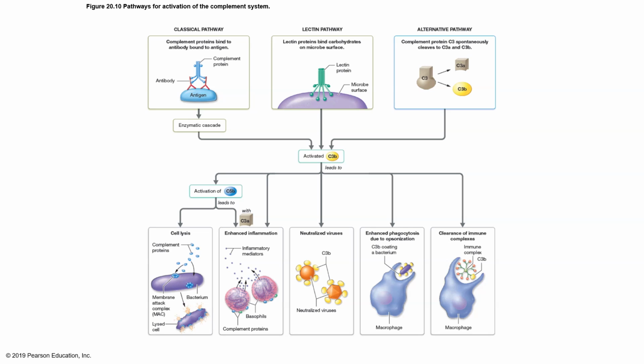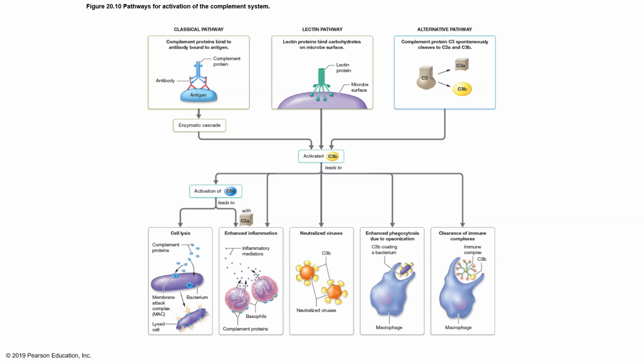Once C5b is activated by C3b, that leads to cell lysis of the microbe. This is a bacterium. The complement proteins are going to assemble and become a membrane attack complex. It looks like that little wagon wheel structure. It can then bore a hole through the cell wall of the bacterium, and that will cause the bacterium to lyse its contents, ultimately causing its death.